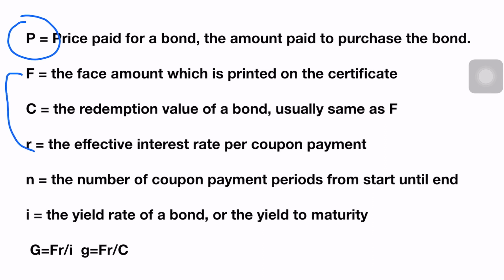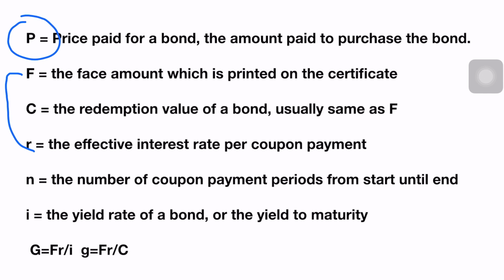And then the next one is N, the number of coupon payment periods from start until end. N is basically the number of coupon payments that we get during the period when we are holding the bond. And then I is the interest rate to calculate the present value or future value of the bond.